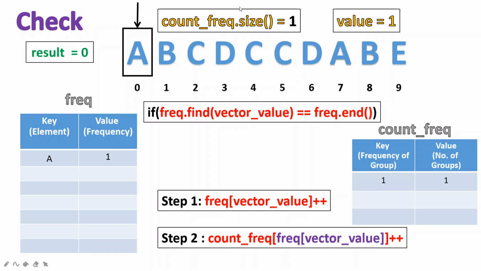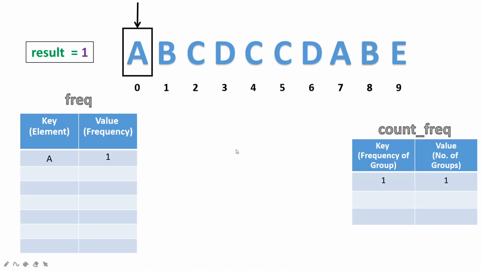Also, since the size of the hash map is 1, and the value is also 1, we can actually cancel one element, and the rest of the elements which will remain is 0. Hence this condition is acceptable, and we'll update the result value to 1. Okay, now next we move our pointer to the next position, and we'll keep on doing the same thing.